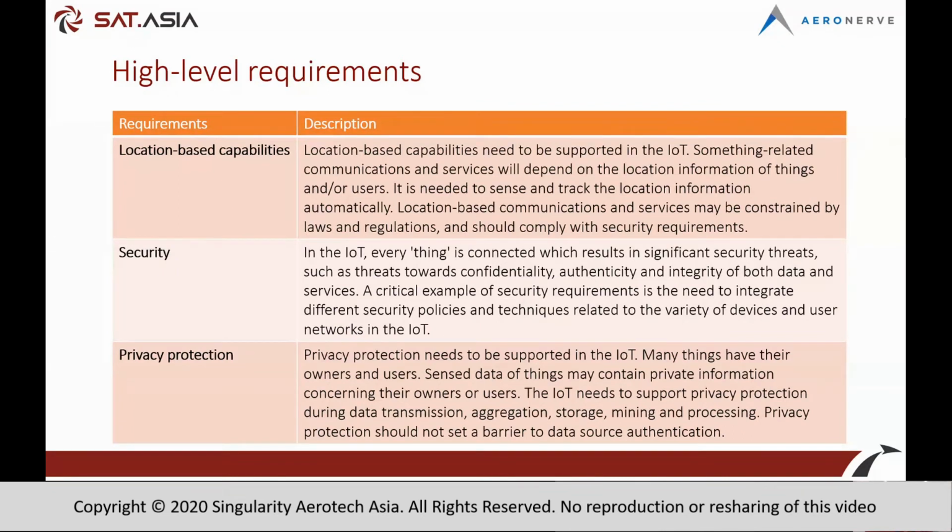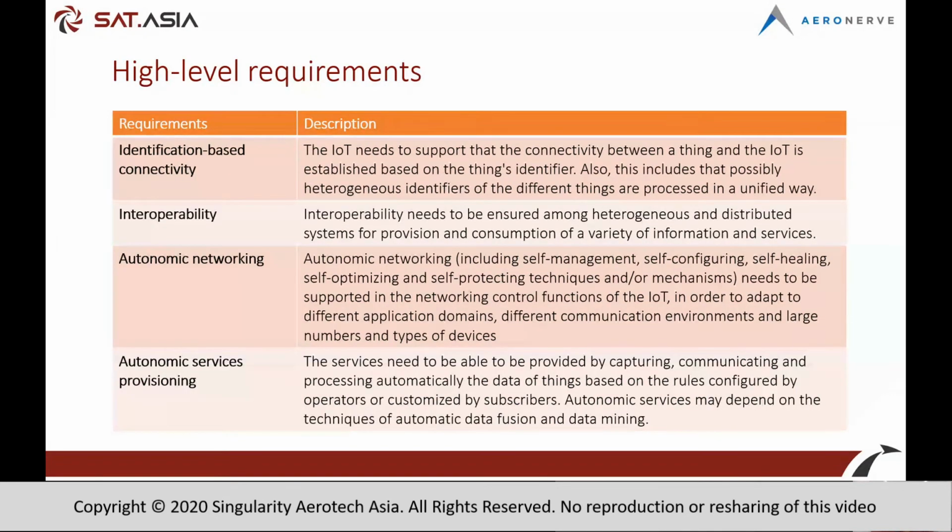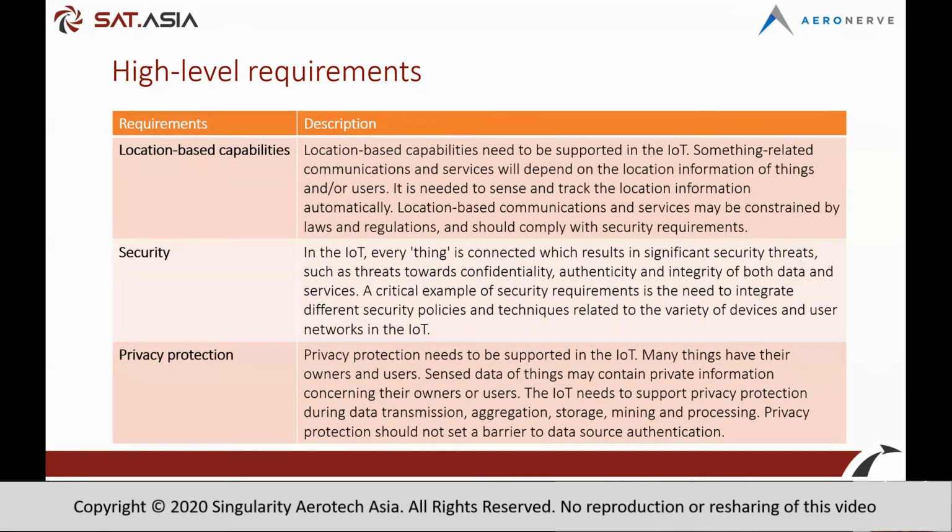So maybe I just recap a bit. We have covered the high-level requirements: identification-based connectivity, interoperability, automatic networking, automatic services provisioning, and location-based capabilities. We have already covered that. So for security, for example, this is also one of the most important high-level requirements that you need to take care of when you implement or design an IoT solution.